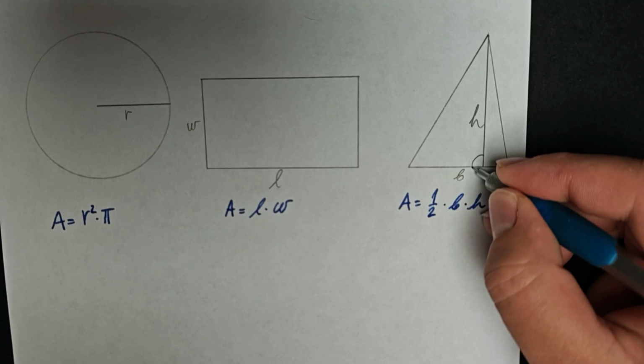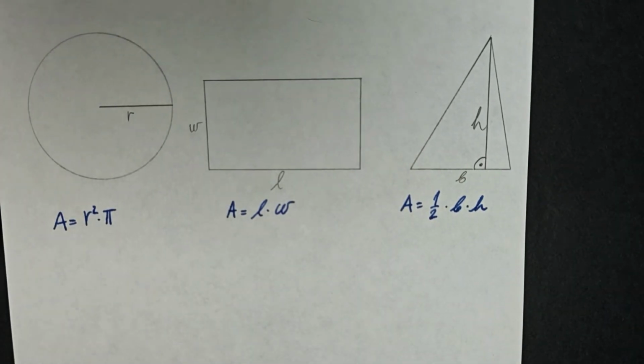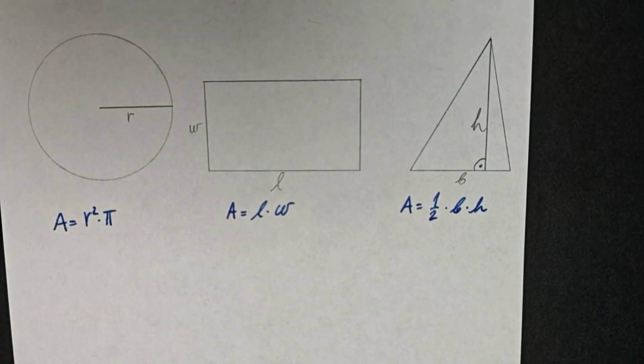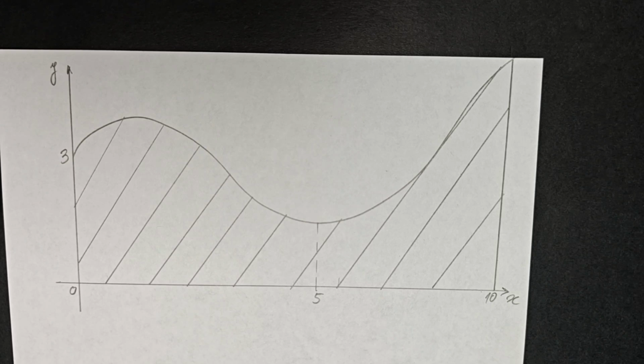As you know, this angle right here is a 90-degree angle. It is a right angle. By using these formulas, I can without any problems calculate the area of any one of these shapes: a circle, a rectangle, or a triangle. The catch, of course, is that I have to know the formula for an area for each of the given shapes. Naturally, a question appears: what should I do when I encounter a problem like this one?